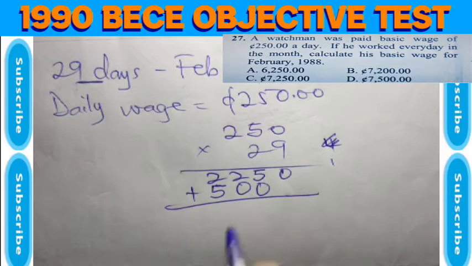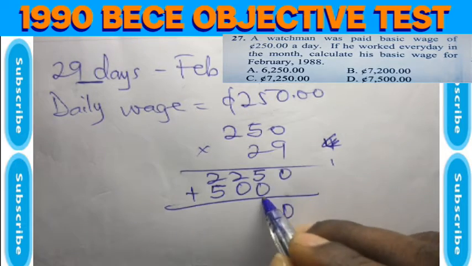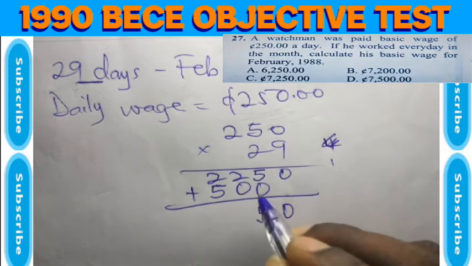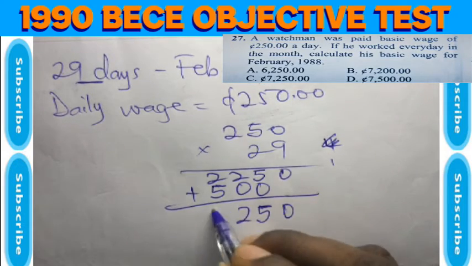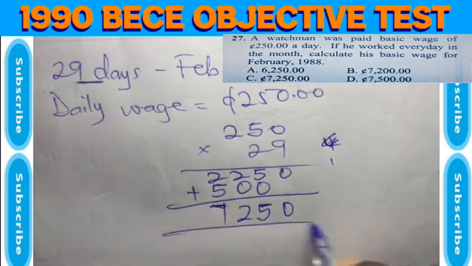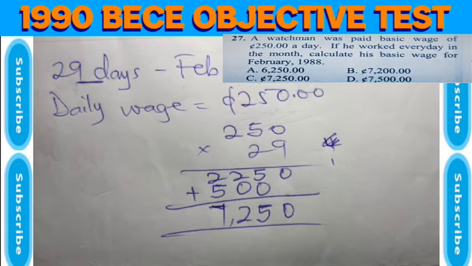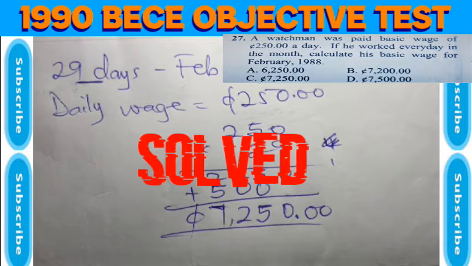So we find the sum of this. We have 0 here, 5 here, 2 here. We add this, we have 7,250. So this is it. For the month of February, in the year 1988, the man received 7,250 cedis. That was his basic wage for that particular month. So question 27 is solved.